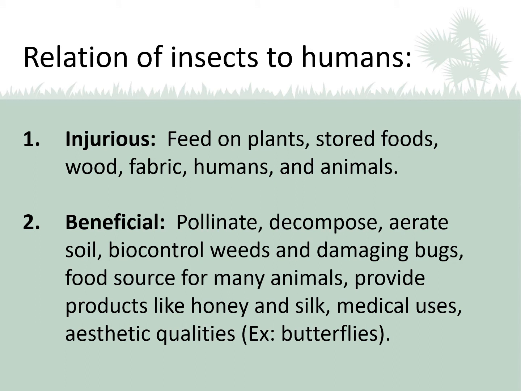The relationship of insects to humans. Insects can be injurious. They can feed on plants, stored food, wood, fabric, and of course humans themselves, and domesticated animals and animals that we depend on for food supplies and so forth. The beneficial quality of insects is, without them, we probably wouldn't be here. They pollinate effectively almost all plants, not all plants, but nearly all plants. They decompose and aerate soil. They're a biocontrol for weeds and detrimental insects. They're a food source for many animals we require to survive, and they provide products like honey and silk, and of course all the medical attributes as well.